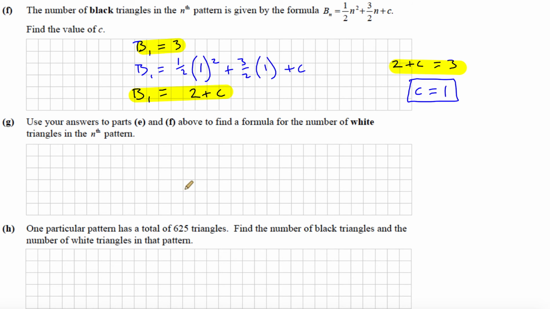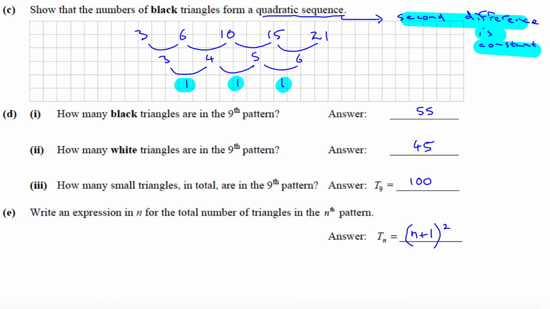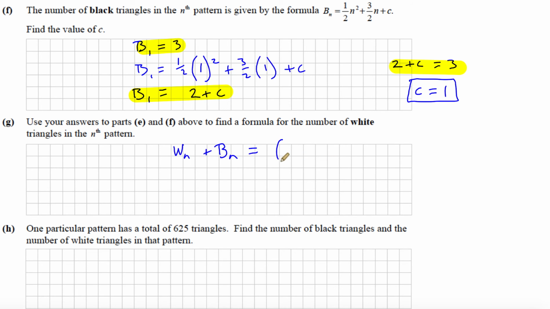Part G says use your answers to part E and F above to find a formula for the number of white triangles in the nth pattern. Okay, so we're looking for the nth term for the white, so we'll call that Wn. Now we know that Wn plus Bn, the nth term for the black patterns, is equal to the nth term for the total patterns, which from part E was n plus 1 squared. And we know that Bn, we have that already.